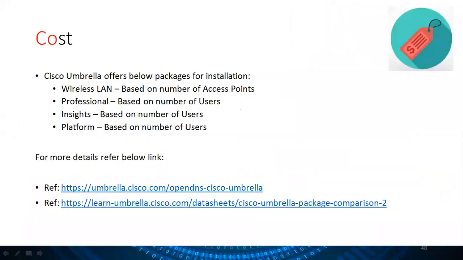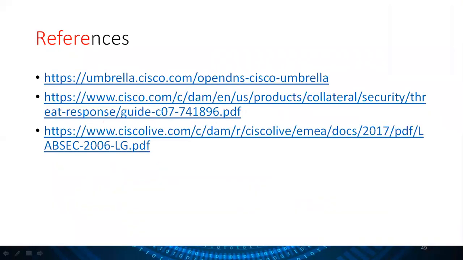And coming back to the cost perspective, which solution to opt for, you can refer to the packages below. Once you purchase a solution, you can opt for wireless LAN, professional, insights, and platform. It depends on the number of users you are trying to inspect, and this one is for access points. You can go through this link, and for the cost, you can contact Cisco. Professional is the highest one. The more users, the costlier the service is. And then the references.